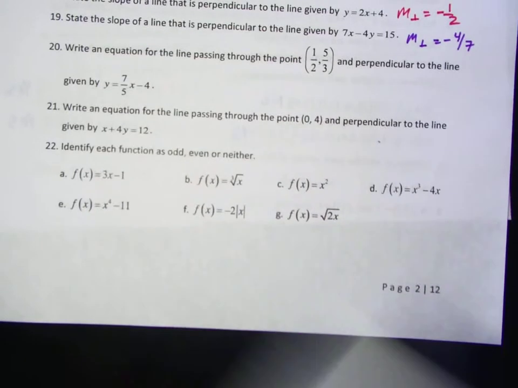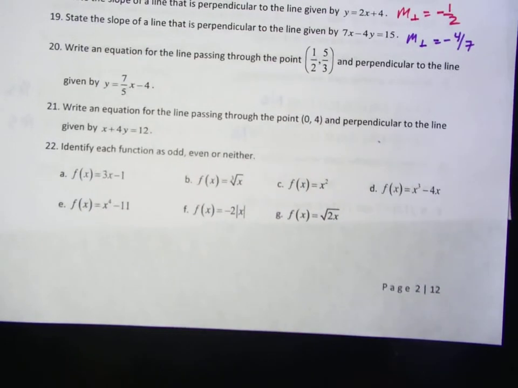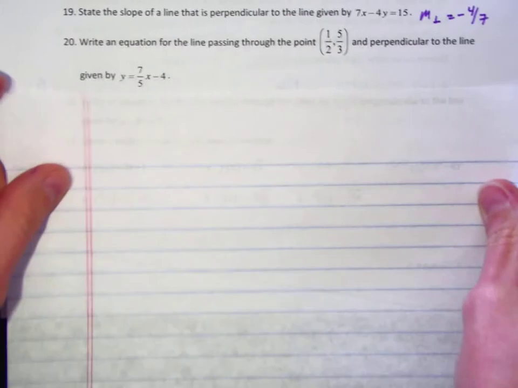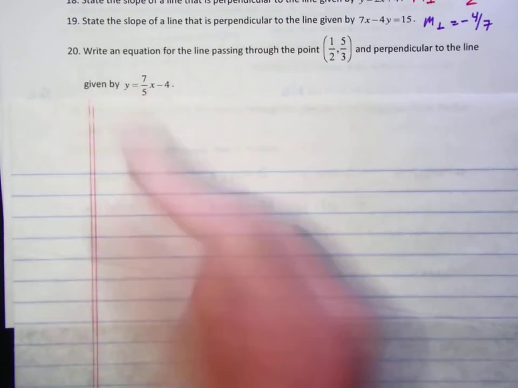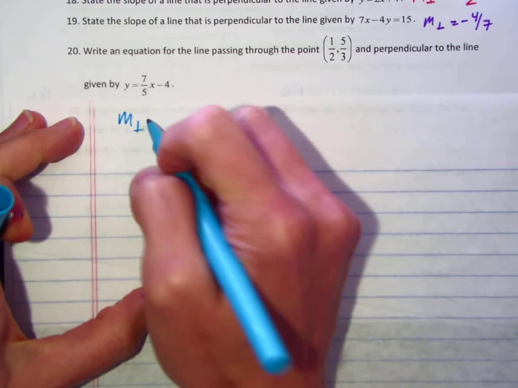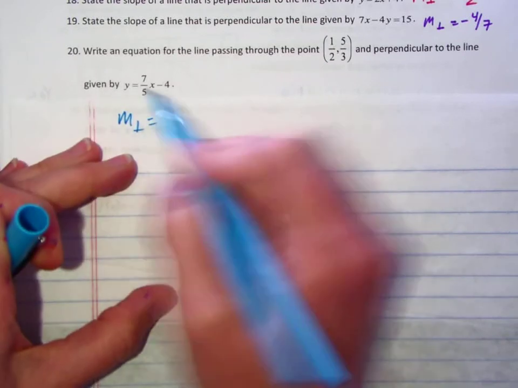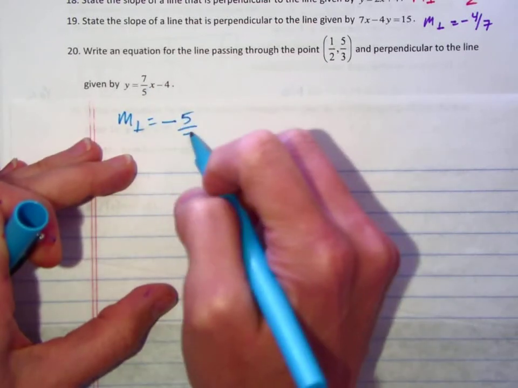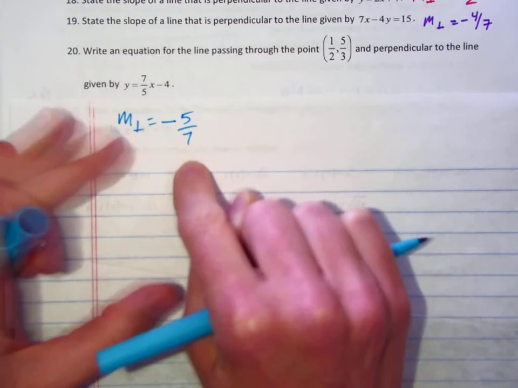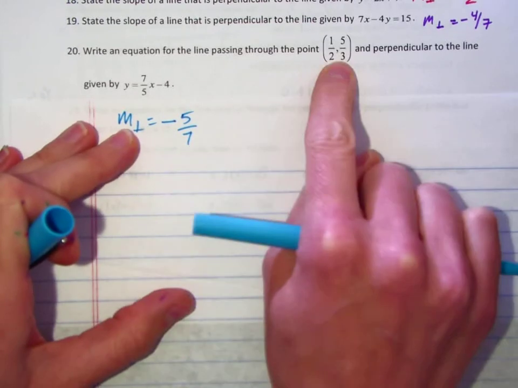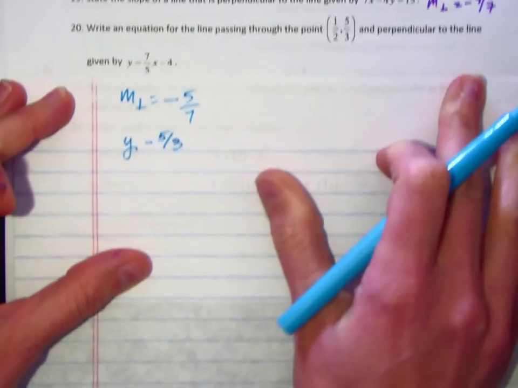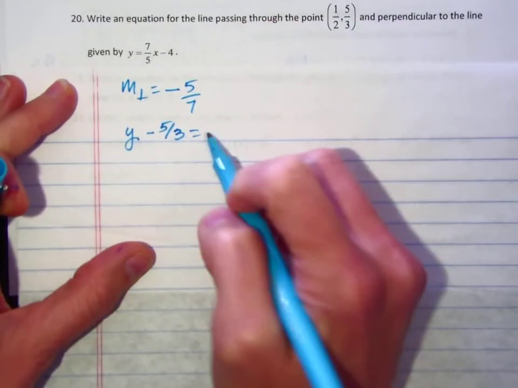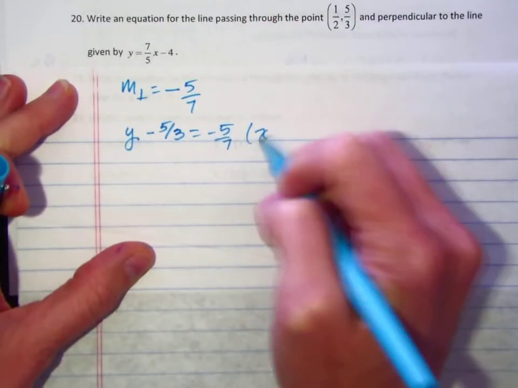Okay, so we want to write the equation of a line that is perpendicular to this line and goes through this point. So this is the line we're using only for its slope. So we're saying, what is perpendicular to this line? It's going to be negative 5/7. All right, now I need a line with this slope, but it also has to go through this point. That's where we use point slope formula. So we get y minus 5/3 equals negative 5/7 times x minus 1/2.